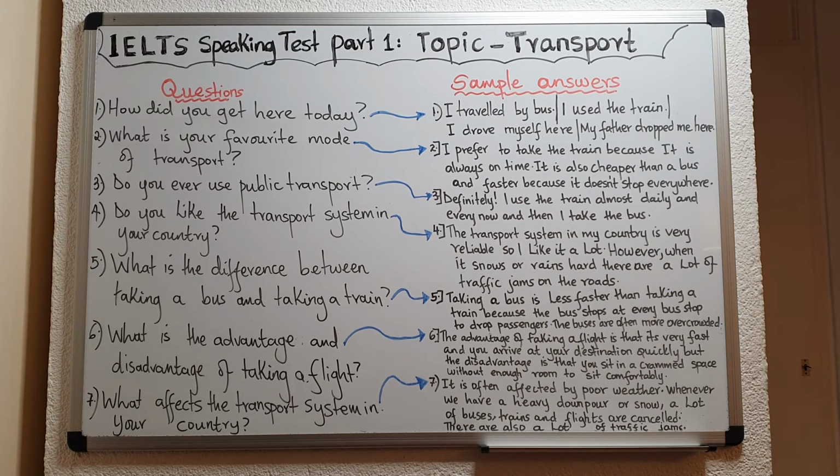We have to ensure that in our answer, we give an advantage, but that we also give a disadvantage. So, the advantage of taking a flight is that it's very fast and you arrive at your destination quickly. But the disadvantage is that you sit in a cramped space without enough room to sit comfortably. So in that answer, I have given the advantage, which is that if you take a flight, then you're going to arrive at your destination very quickly. You're going to arrive where you're going pretty fast.